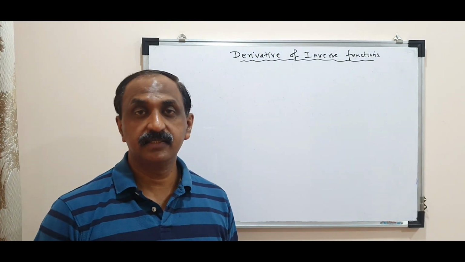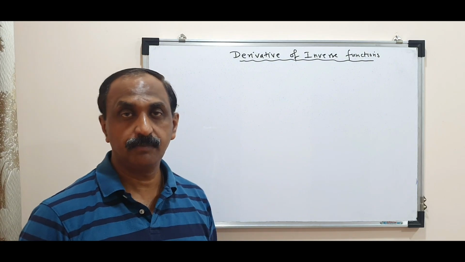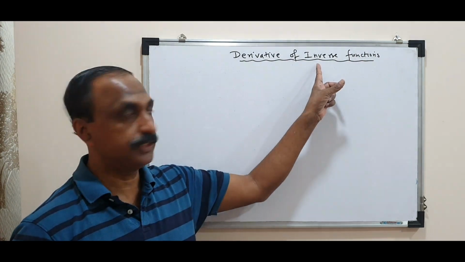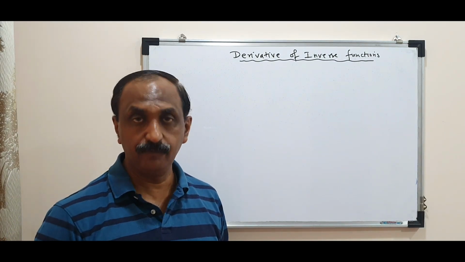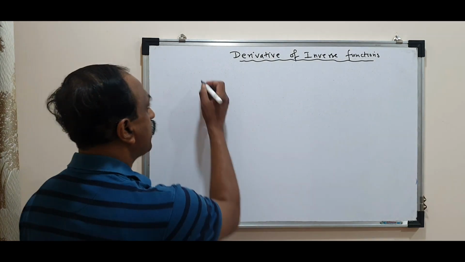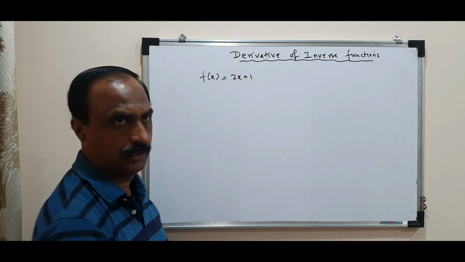First, we will discuss the derivative of inverse functions. So first, I'll just explain to you what you mean by inverse function. Then we'll talk about what happens when you take the derivative of an inverse function and when you take a derivative of a function. First of all, let's look at the function f of x equal to, let's say, 2x plus 1. What is this function?